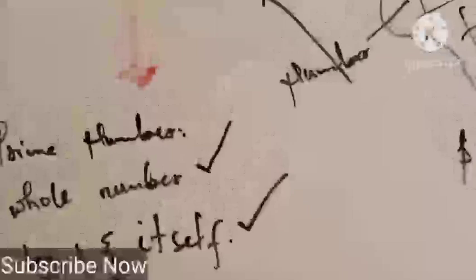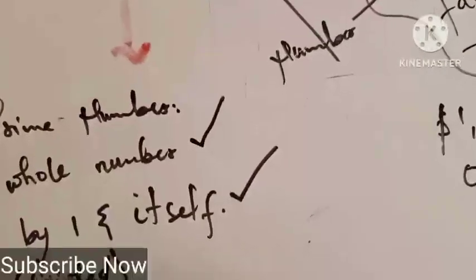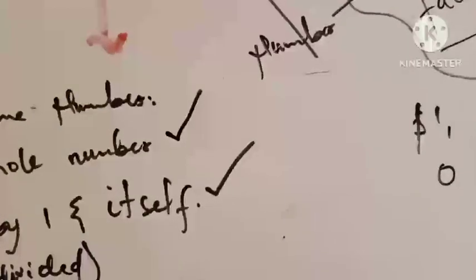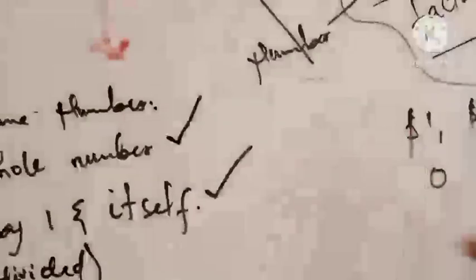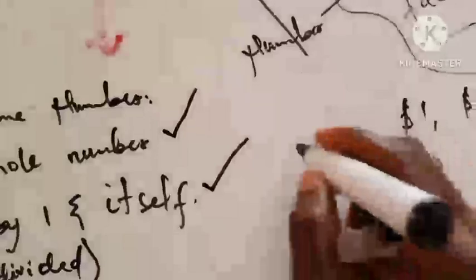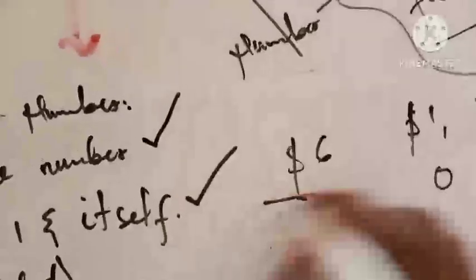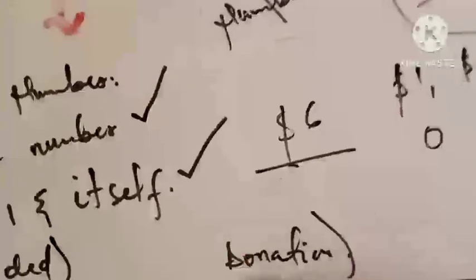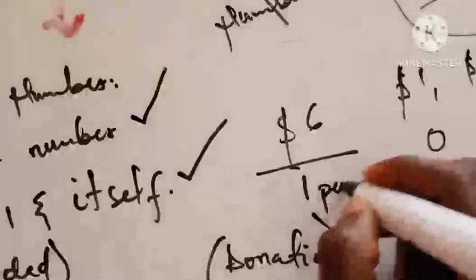So what is the second thing here? The second thing you must understand is that the particular number must be divided by 1 and itself. These are the only things that we are talking about. So to make it very simple, or to cut the long talk short, if you have an amount of, let's say, $6 here, and I want to share this, that's the meaning, right? So I want to donate. You want to donate this to maybe just one person.